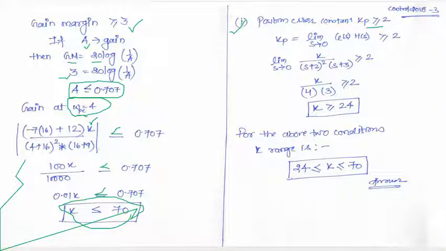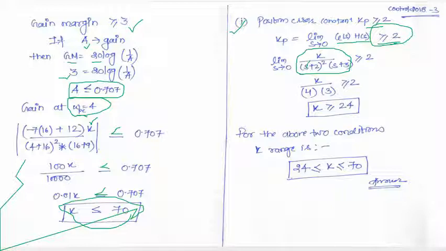So Kp is identified as limit s tends to 0 of the open loop transfer function, that is G(s)H(s), which must be greater than 2. That's the criterion given in the question. G(s)H(s) is given by this equation. From the equation I am directly writing it. It is already given, and you need to substitute the limit as s tending to 0.